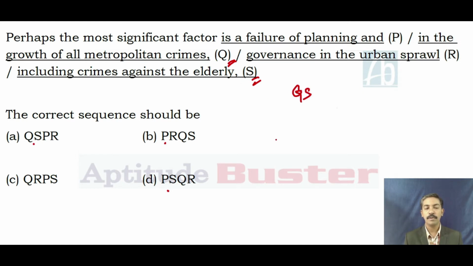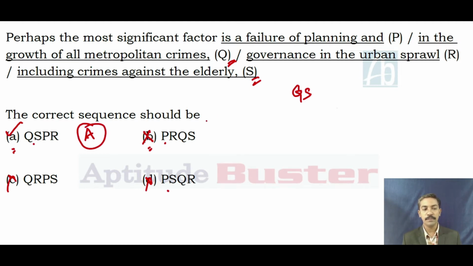You can look for the answer choices which have QS combination. We have option A and option B. The other two choices can be eliminated. As you read further, you will understand this P R followed by Q doesn't make complete sense. Therefore, we can eliminate B. The right choice is option A.